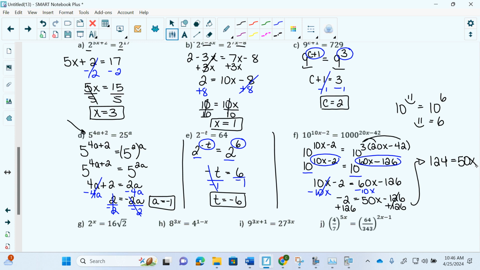Okay, this one we're going to divide by 50. What is it reduced to? 2.48. Now enter, enter. What is it reduced to? Because that's a rounded decimal. 62/25. Does that work, a terminating decimal? Was it a stopping decimal? Yes. Okay, what was it? 2.48.